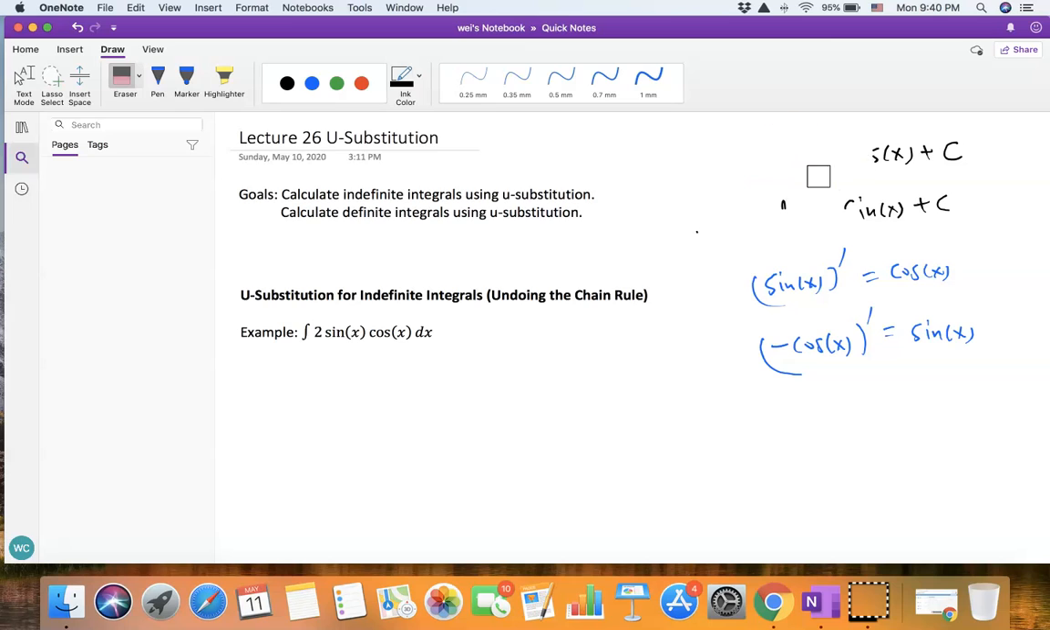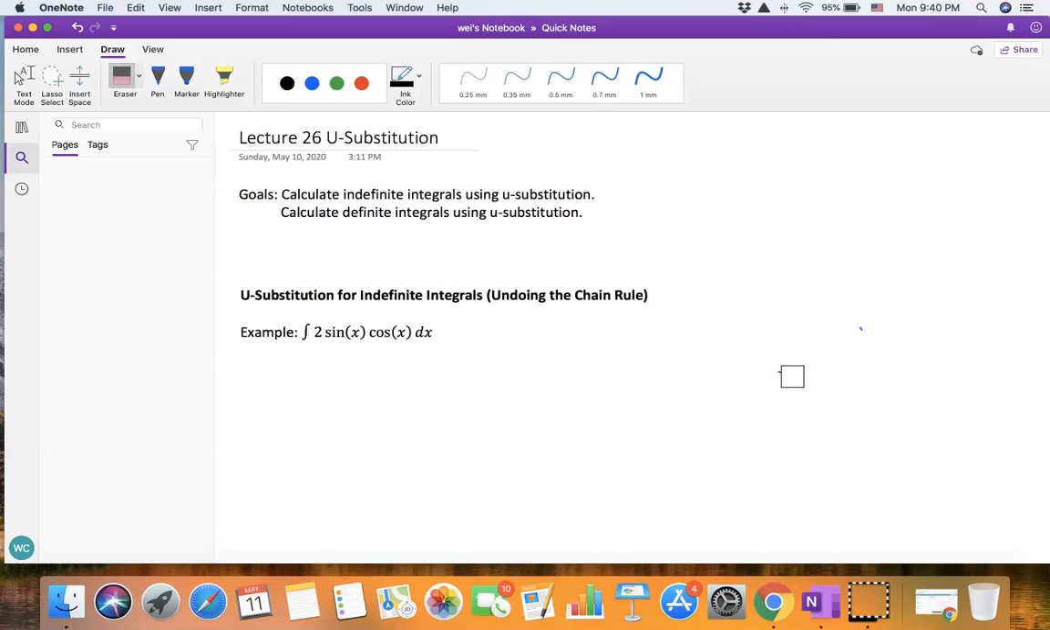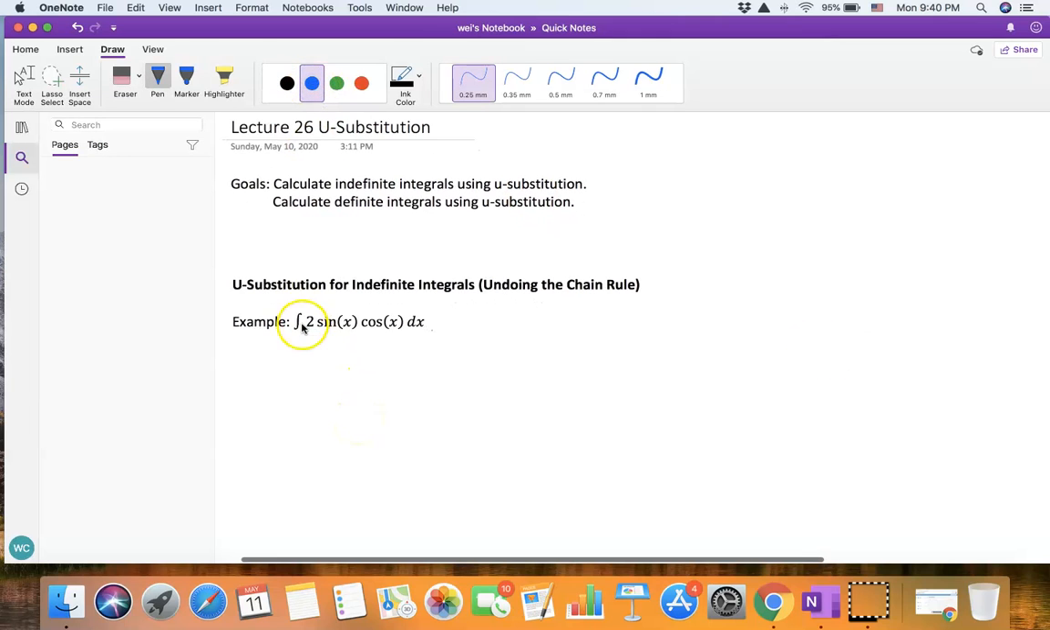Now those functions are very simple, right? Now what if we're given a function which is not this simple? What if we're given a difficult function like this one? The integral of 2 sine x cosine x. If we only have a sine, or only have a cosine, this problem will be very easy, right? Now we have a product of sine and cosine. How should we do this one?